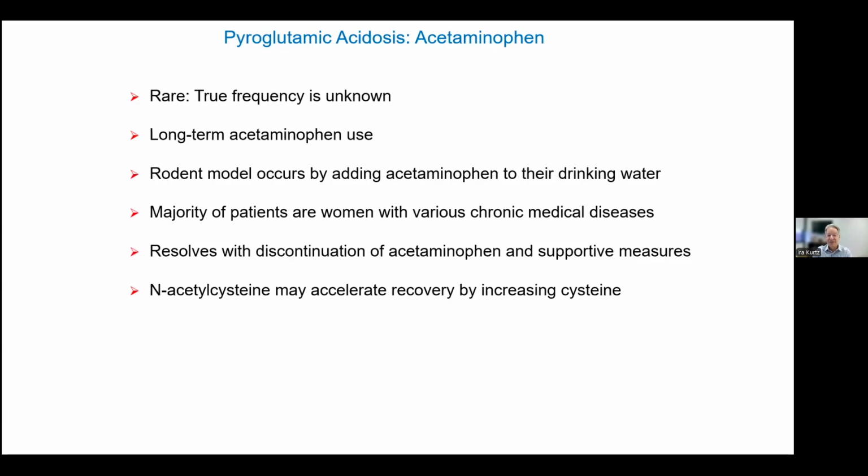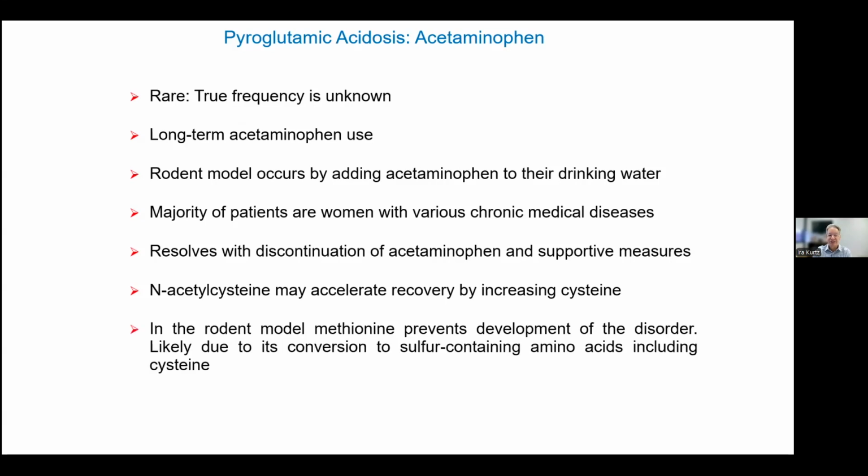Some people give N-acetylcysteine. It may accelerate the recovery by increasing the amount of cysteine you have, repleting your cysteine stores. And in a rodent model, methionine also helped prevent development of the disorder, and that may be due to its conversion into sulfur-containing amino acids, including cysteine. Occasionally, people have to be dialyzed. You could get this on your board, so if you have a metabolic acidosis in someone who was on Tylenol that's unexplained, you should immediately think of this and work the patient up for it.